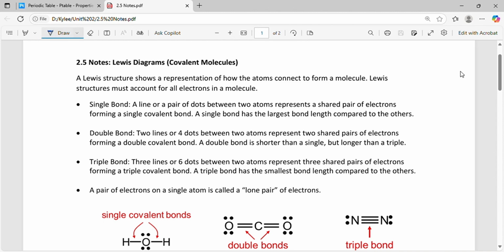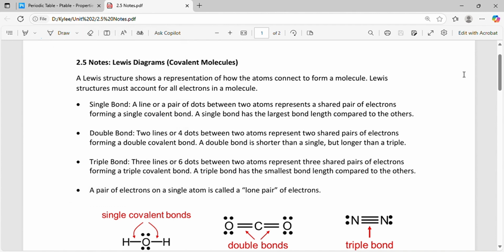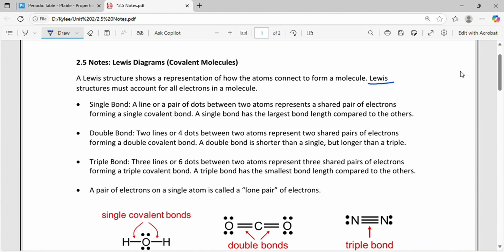This is Miss List, and today we are taking a look at 2.5, which is on Lewis dot diagrams or electron dot diagrams for covalent molecules. So, for those of you that don't know, a Lewis structure is one that shows how the atoms connect to form a molecule. It's named after the guy that came up with this, and that's why we call it a Lewis dot structure or an electron dot structure.